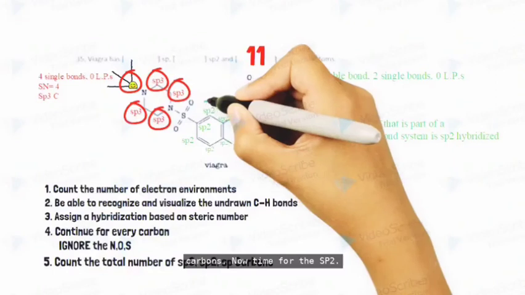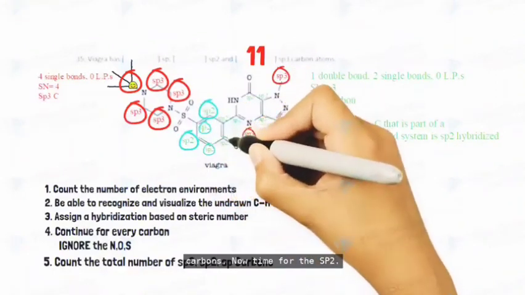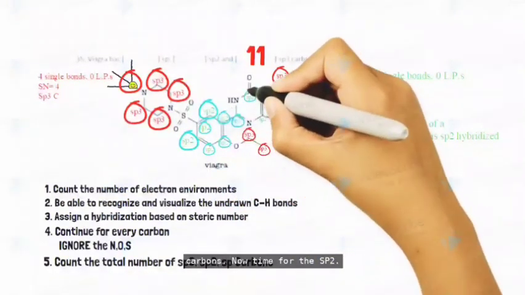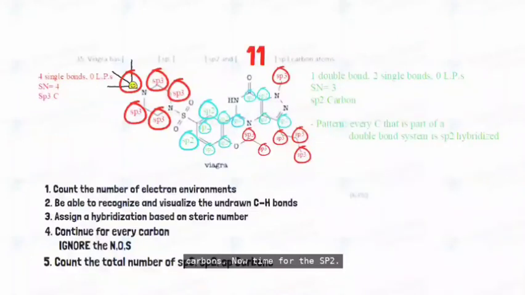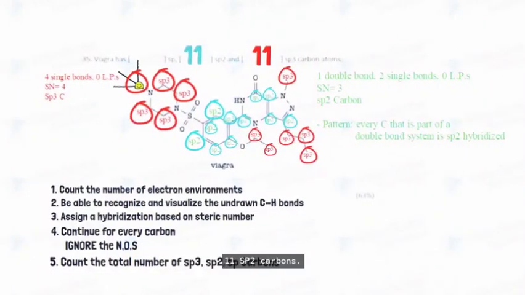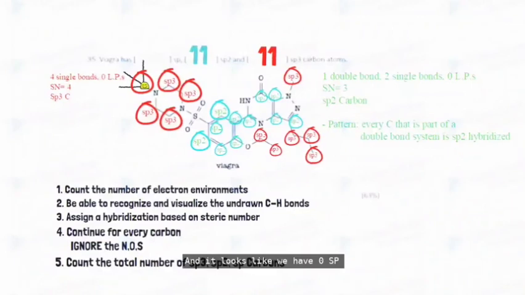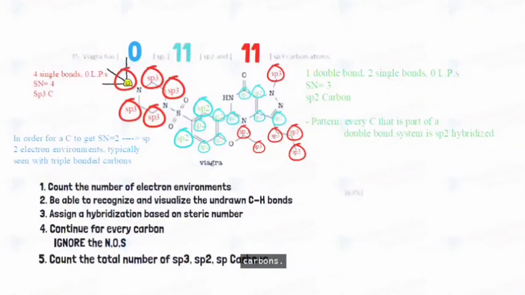Now time for the sp2. 1, 2, 3, 4, 5, 6, 7, 8, 9, 10, 11. 11 sp2 carbons. And it looks like we have 0 sp carbons. We would have needed a triple bonded carbon for this.